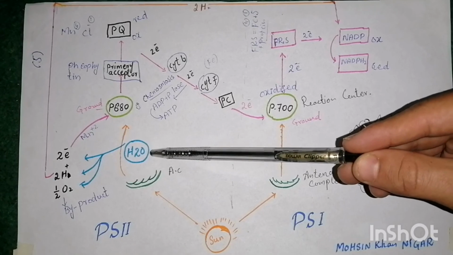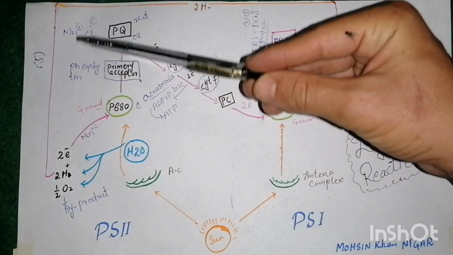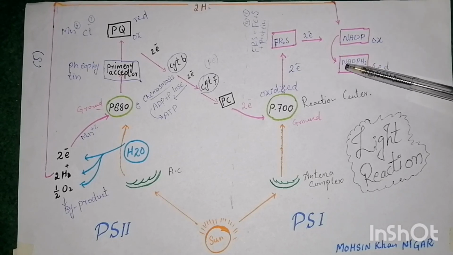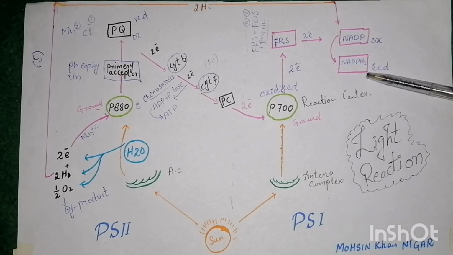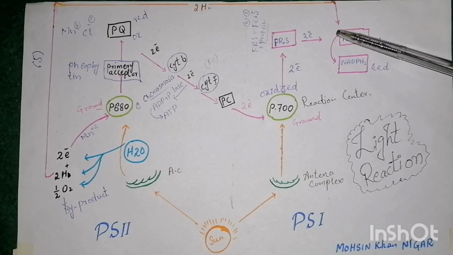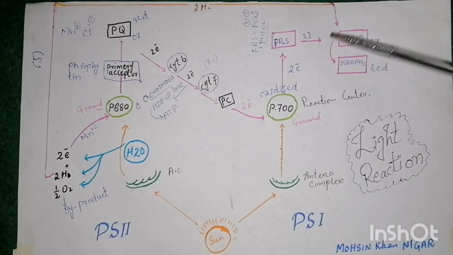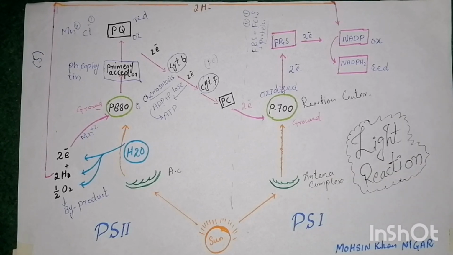The splitting of water during photosynthesis is called photolysis. So NADP accepts 2 protons which were produced in photolysis in PS2 and produces NADPH2, and it becomes reduced. Therefore this reaction is a redox reaction, meaning an oxidation and reduction reaction. So this was the overall summary of the light reaction.